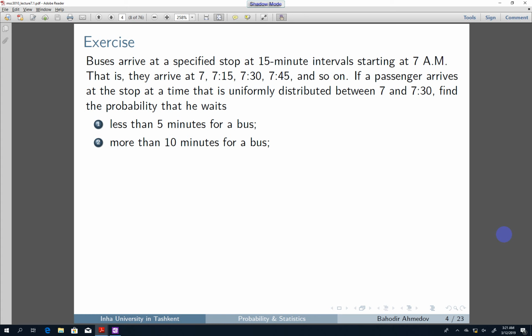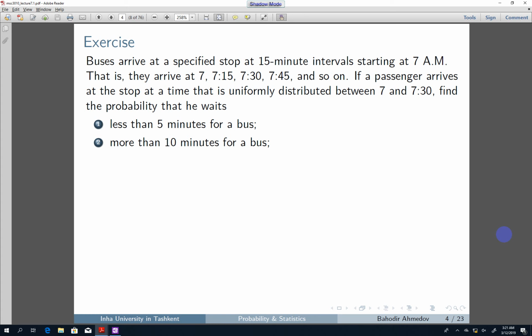So can you rephrase this with the arrival time? So what's the arrival time? Can you rephrase this question? What is the probability that you're going to wait more than 10 minutes? Rephrase this question with our random variable, with arrival time.